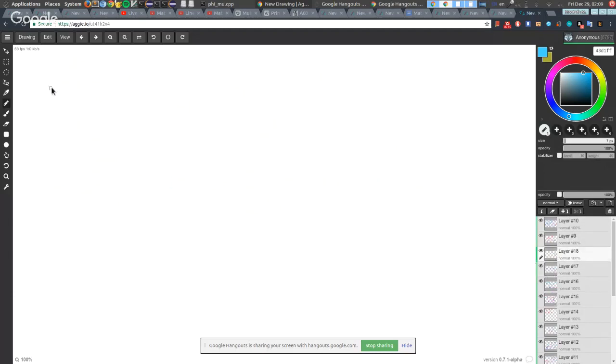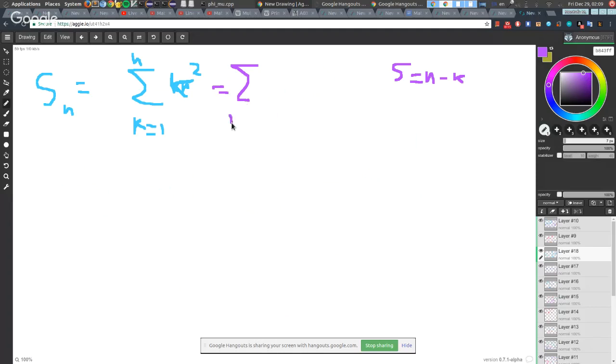It's the same Gaussian trick that we used for the symmetry. With k squared, basically I'll make this substitution, so s is equal to n minus k.